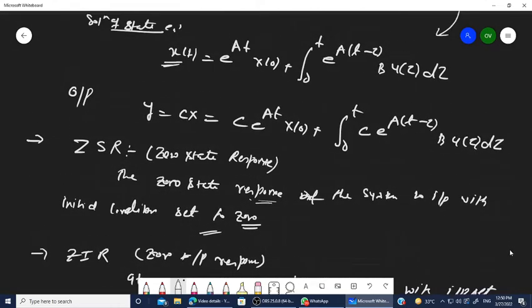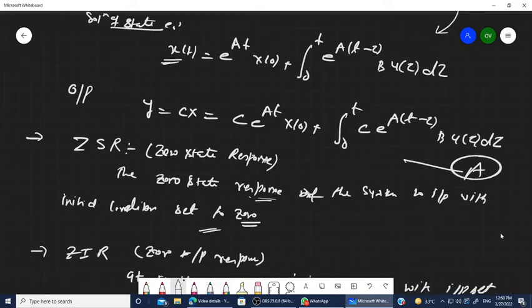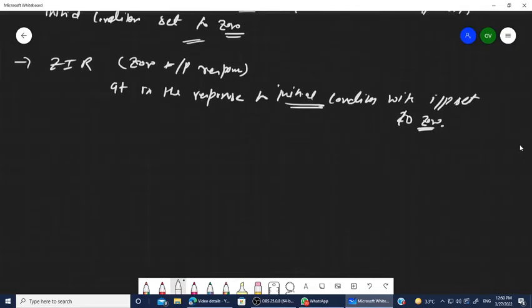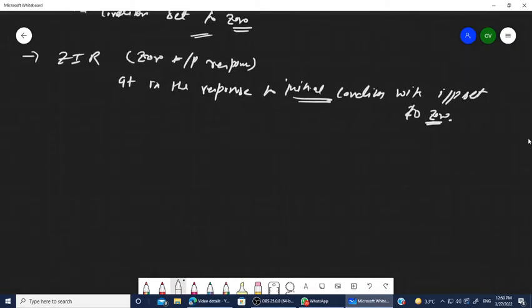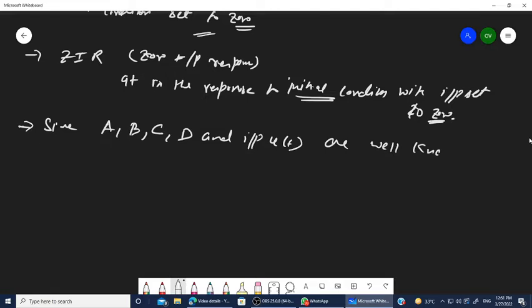So based on the above equation, which I have named equation A, since the matrices A, B, C, D and the input u(t) are known, we have the A matrix, we know the B matrix, the C matrix, the D matrix, and the input u(t). These matrices are well known.